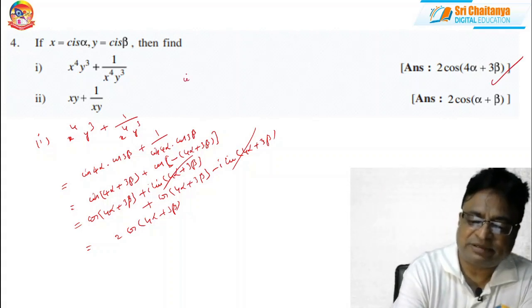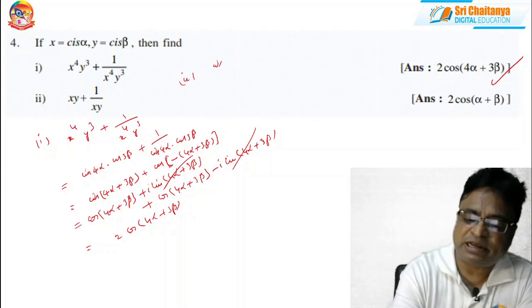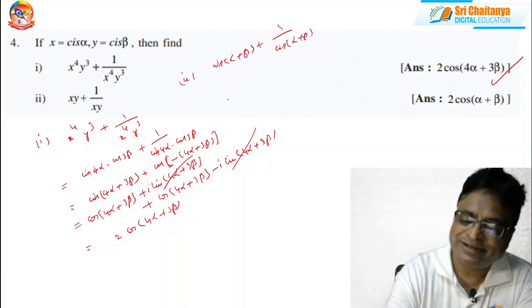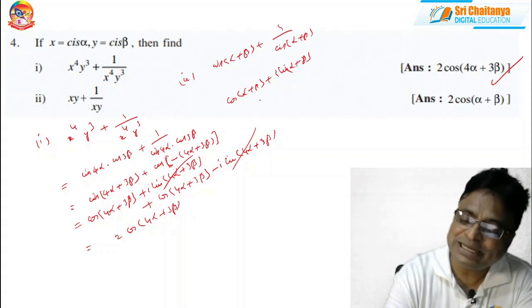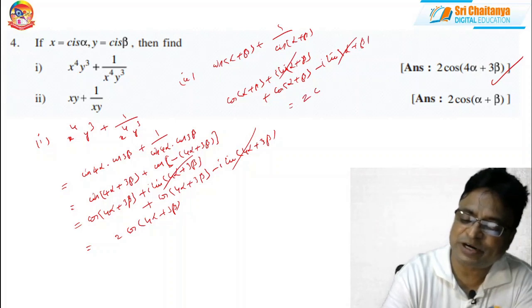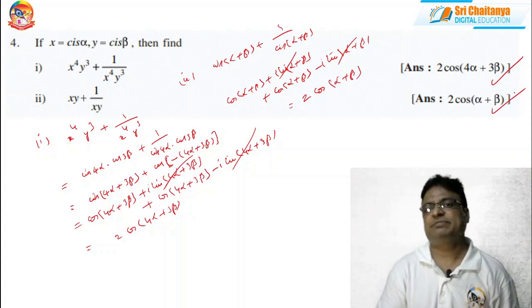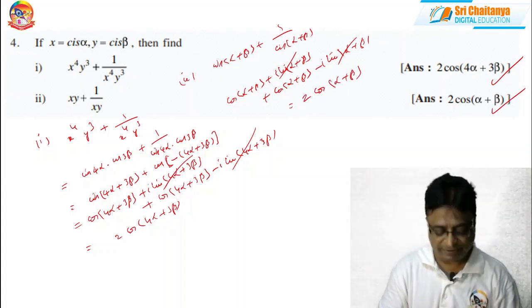Similarly, the second question: xy means cis of alpha plus beta, plus 1 by xy, 1 by cis of alpha plus beta. This is cos of alpha plus beta plus I sin of alpha plus beta. What is 1 by cis of alpha plus beta? That is cos of alpha plus beta minus I sin of alpha plus beta. Please don't get any confusion. These two get cancelled. You get the answer as 2 cos of alpha plus beta. This is the way to solve the problem, okay, my friends?